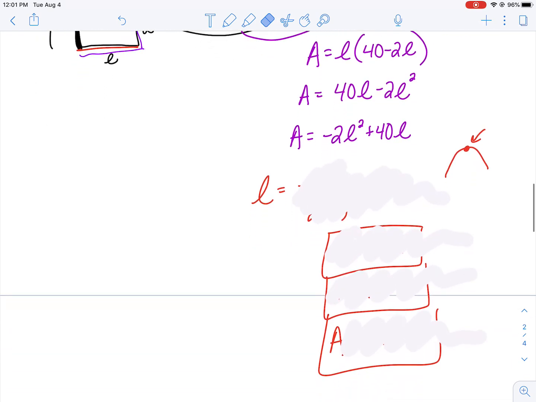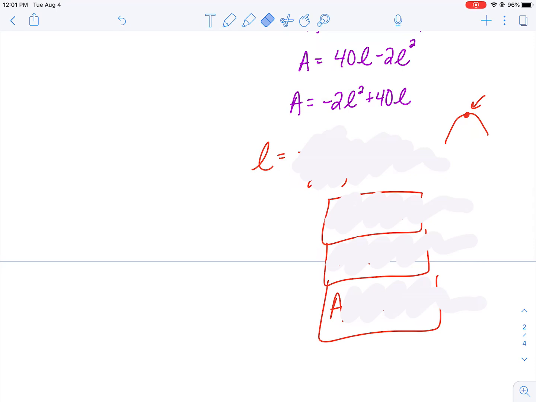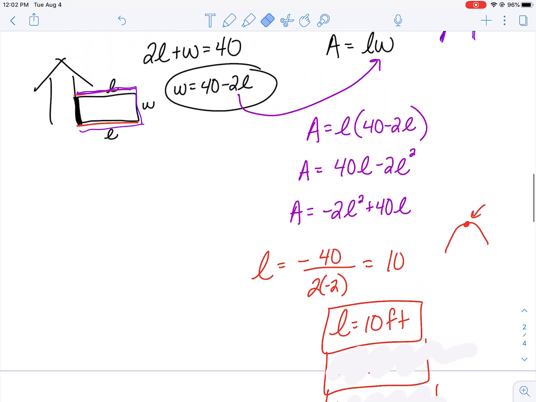So let's do that. Let's find the vertex of this quadratic equation by using our formula for vertex, negative b over 2 times a. Negative 40 divided by negative 4 is positive 10, so I know that L equals 10. L, the length, has to be 10 feet in order to get that maximum area out of her garden. The question asks us for both the dimensions and the maximum area. So if I know that L is 10, I should be able to plug in L here and figure out what W, the width, is. If I plugged in 10, I ended up getting that the width has to be 20 feet.